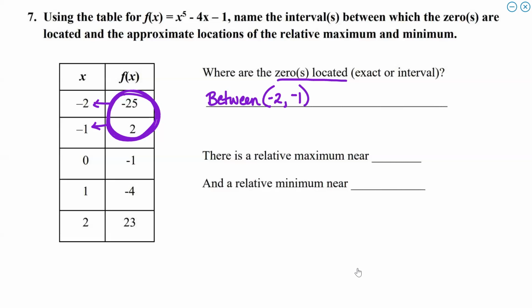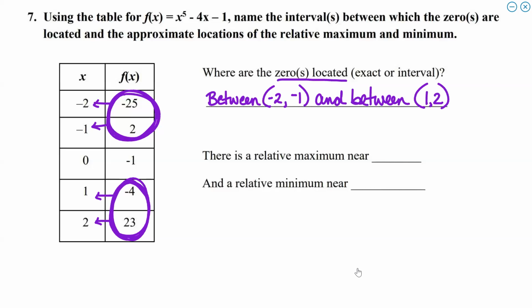Anywhere else? Yeah, I have negative 4 and positive 23. It switches again. So that's going to be in between what x's? In between 1 and 2. All right.